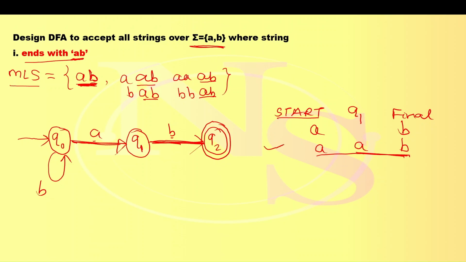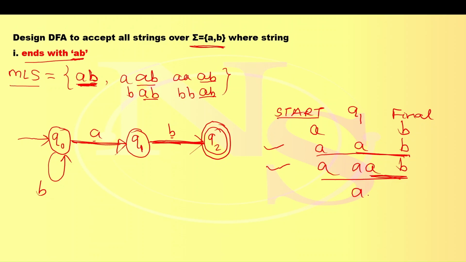It's a valid string. Q1 is looking for a transition for single A, and double A is also possible. Starting to Q1 A as it is, Q1 to final B as it is. Is this possible? Yes, it's possible. And is this valid? Yes, it's ending with AB. This is also a valid string.